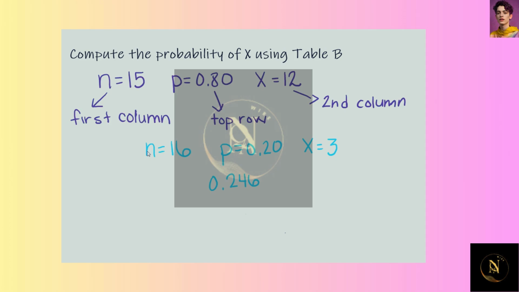So the probability for x equals 3 for this binomial distribution would be 0.246, or 24.6%.